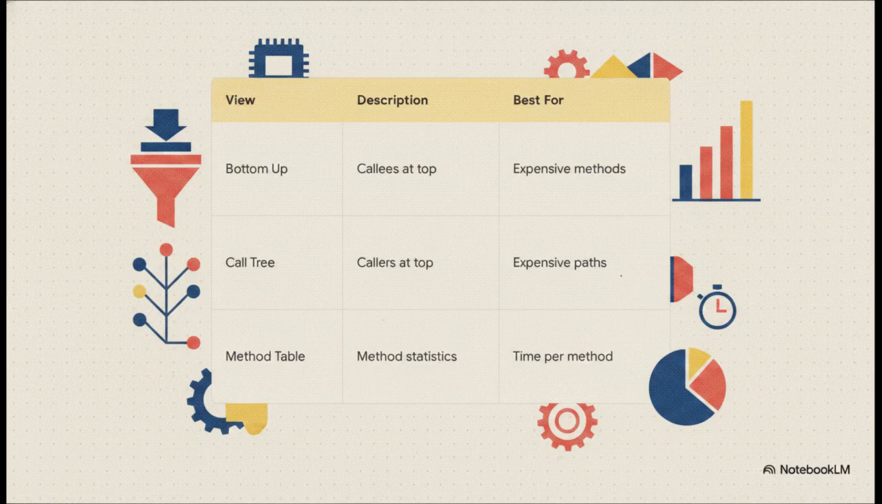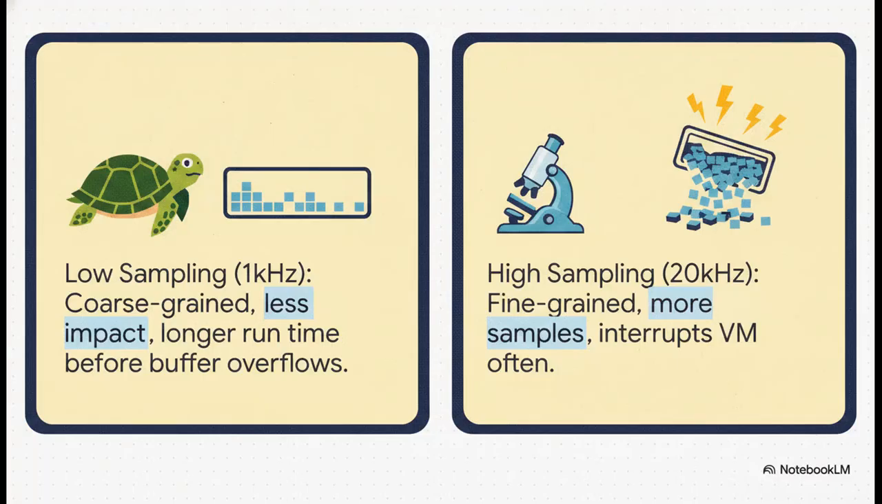Now, when using the CPU profiler, you also have to choose your sample rate, and there's a vital trade-off here. A low CPU sampling rate sitting at 1000 Hz is coarse-grained. It impacts your app's performance very little while profiling, and the memory buffer takes a lot longer to fill up. On the flip side, high sampling at 20,000 Hz gives you incredibly fine-grained data, but, and this is a big but, it constantly interrupts the virtual machine to take those samples. That can actually slow your app down during the test and overflow your data buffer really quickly. So just remember to choose the tool that fits the specific bug you're hunting.